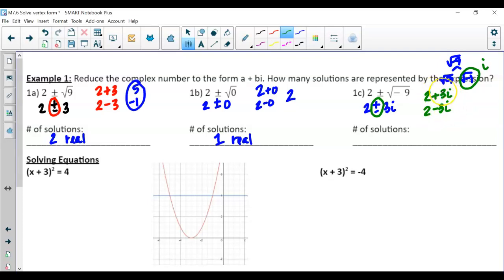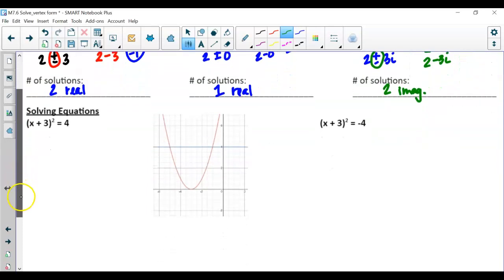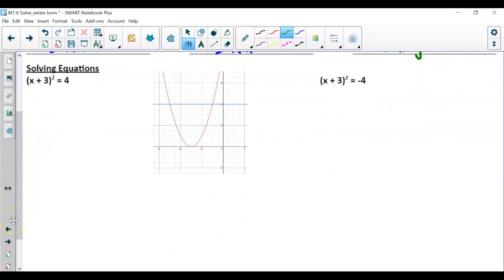So if you notice, it's like the conjugates, right? So now, how many solutions do we have here? Well, we have 2, but now imaginary, because these are now complex numbers. So here we're getting into focusing on 1 real, 2 real, or the 2 imaginary. So again, reviewing, we have solved these types of equations also in the past.